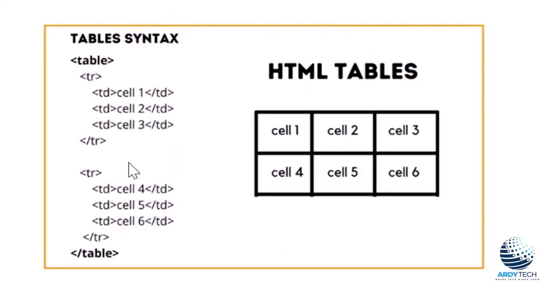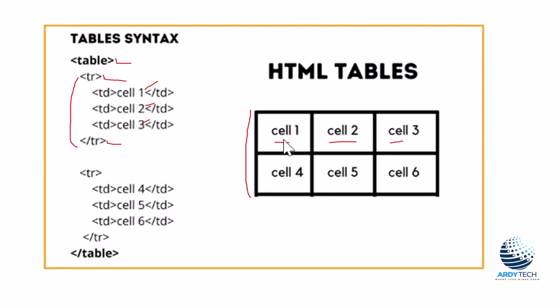Now, from here, you can see a syntax that displays this table. In the first place, you need to define the table tag. From there, we have tr. tr represents what? The rows. So within this table tag, we have the first row. This first row has how many cells? It has cell 1, cell 2, and cell 3. So this is cell 1, cell 2, and 3.